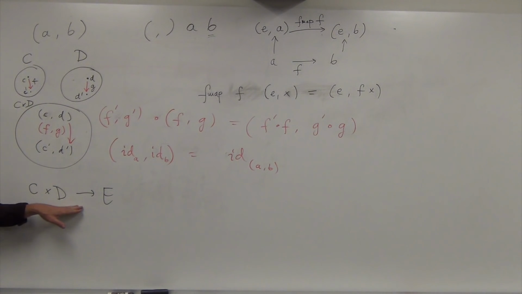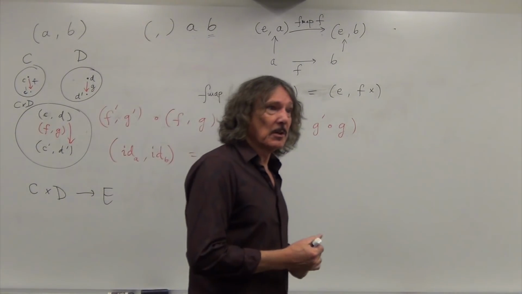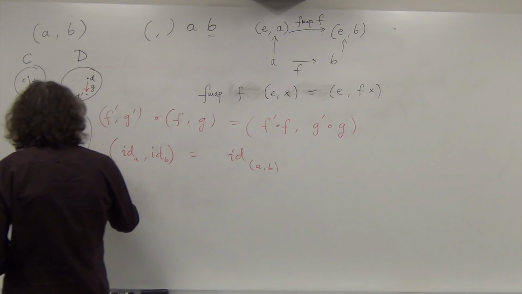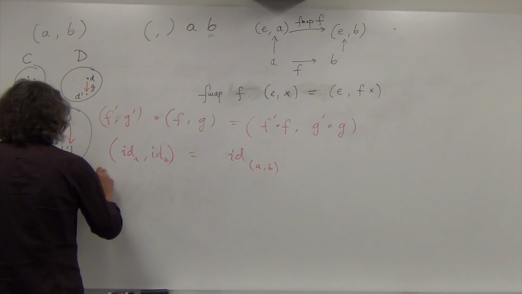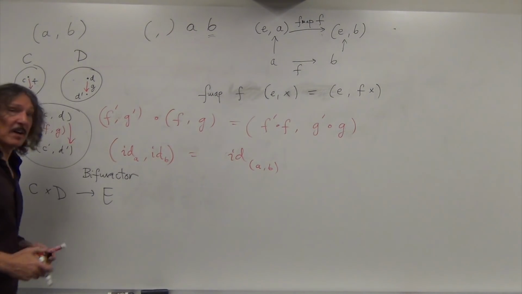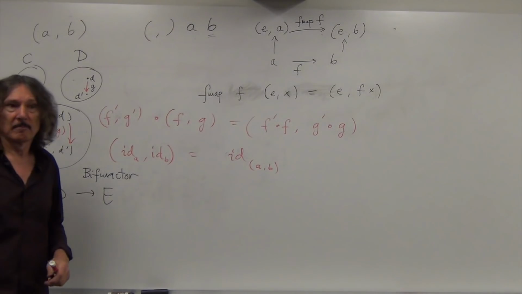But it has a name actually. A functor from C cross D to E, if you look under the hood, is called a bifunctor. Okay, so it has a name, bifunctor. So a bifunctor is just a functor from a product category. That's all.